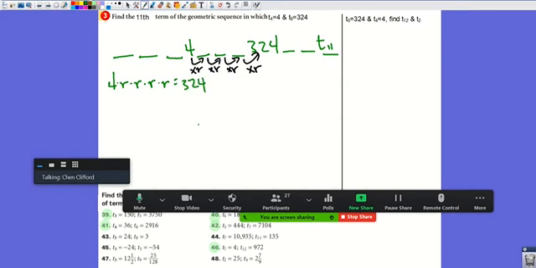Okay, 324 divided by 4, I get an 81. Divide by 4. I'm going to make it black to be consistent for my alternate color. Divide this by 4, divide that by 4, and I get r to the power 4 equals 81. All right, and I'm going to go to the power of 1/4 on both sides, and I get r is equal to 3.